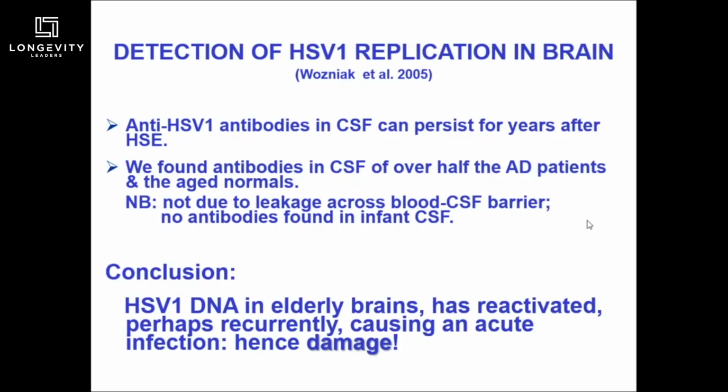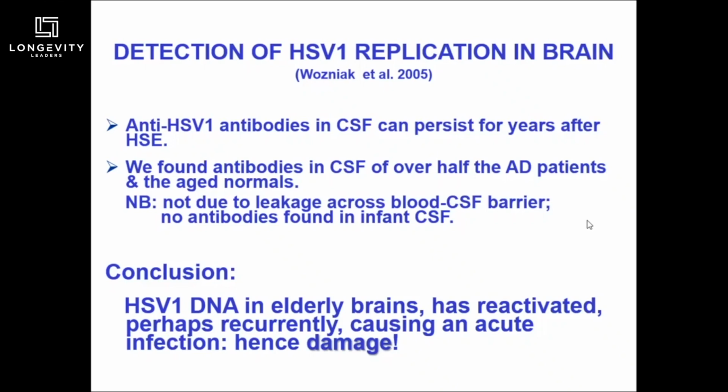We looked for antibodies against HSV1 in the cerebrospinal fluid, the basis being that these are known to persist for years after herpes simplex encephalitis. What we found was antibodies in the CSF of over half the Alzheimer patients and the aged normals. In other words, these confirm the presence of HSV1 in brain in at least half. These values are lower than the values of HSV1 DNA we found in brain, but we could easily explain that. Again, I don't have time to do that now.